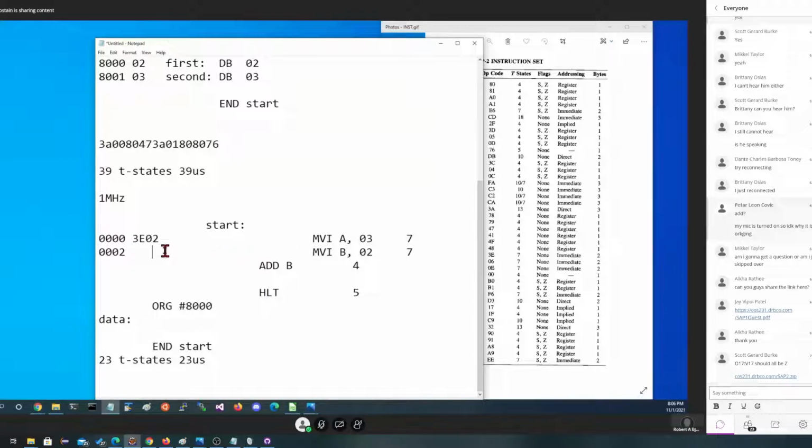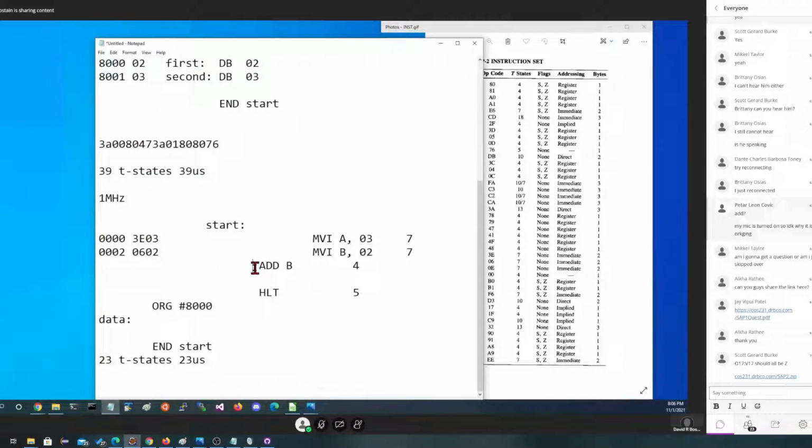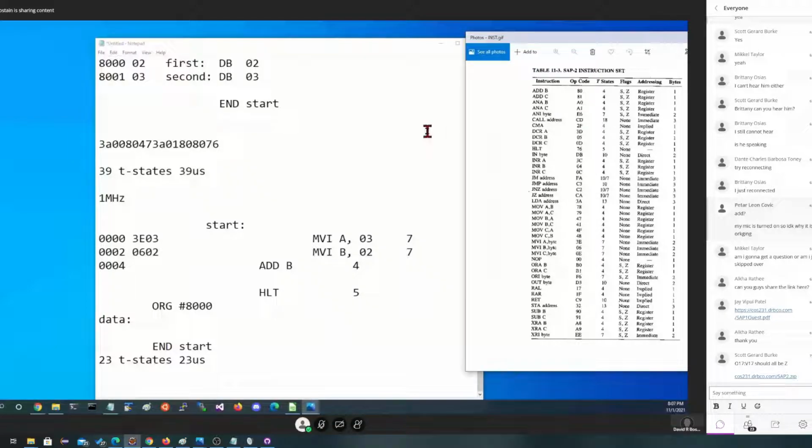Robert? 0602, and also the first one should be, I thought, 3E03. Yeah, we did those in reverse order from the original problem. And the add, what address is this going to be located at? Somebody other than Robert? Some of you aren't participating at all. Scott? 0004. Okay. And what would be the add B opcode? Patricia? 80.